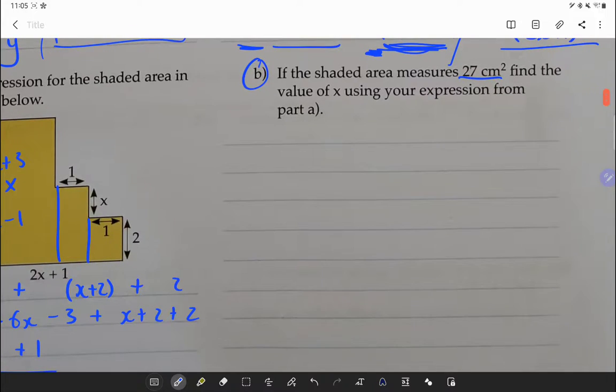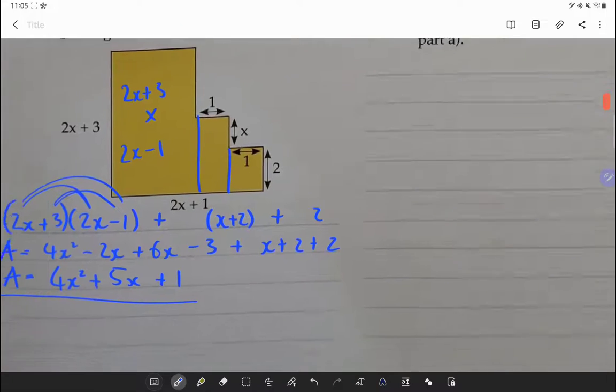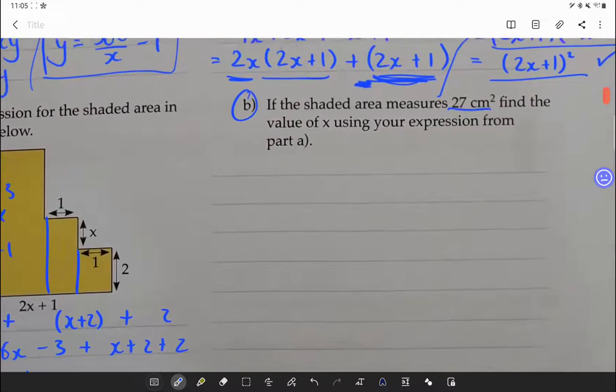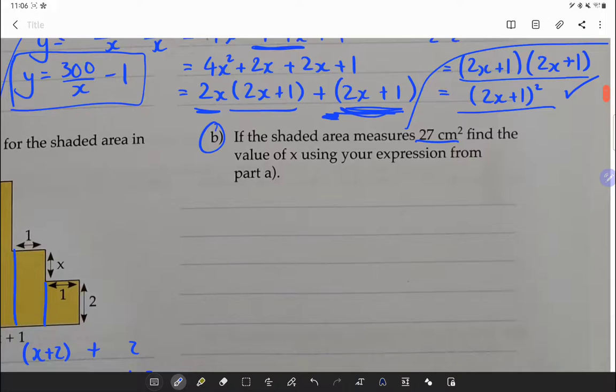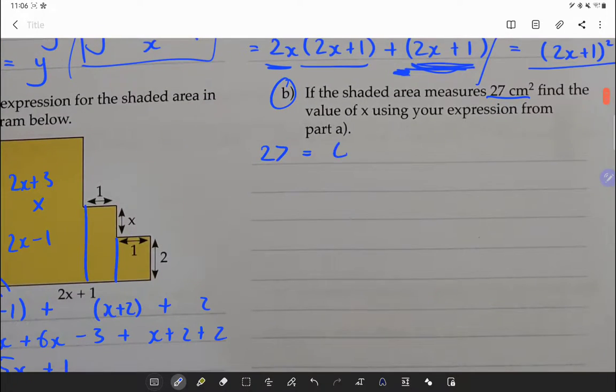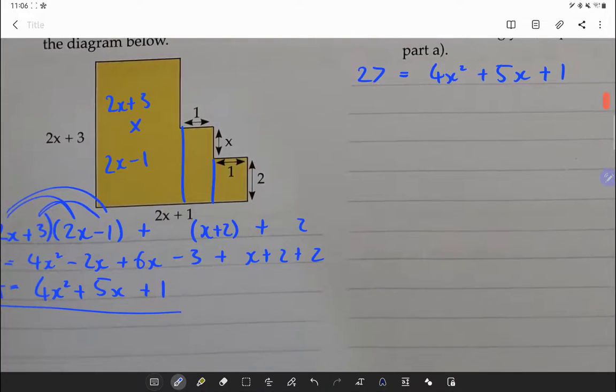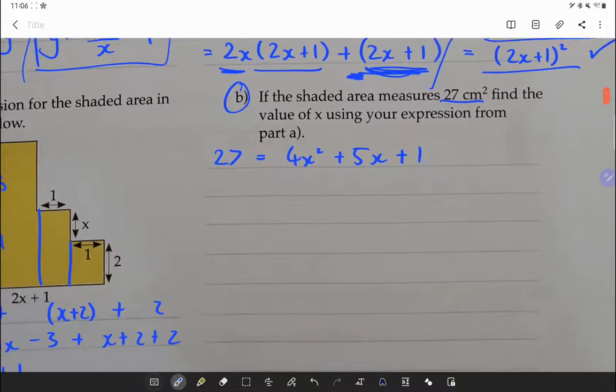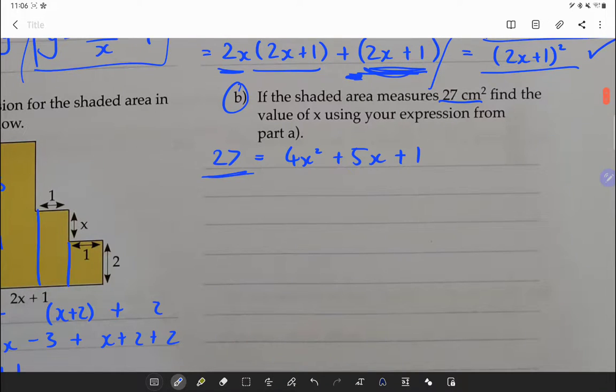Anyway, if the shaded area is that, find the value of x. So we're saying, for this equation that we've made, the area is 27 centimeters squared. So let's just rewrite that, but I'm going to put 27 in place of the a: 4x squared plus 5x plus 1. Is that right? I hope I got that right. So we've just substituted 27 into a. So a equals 27.